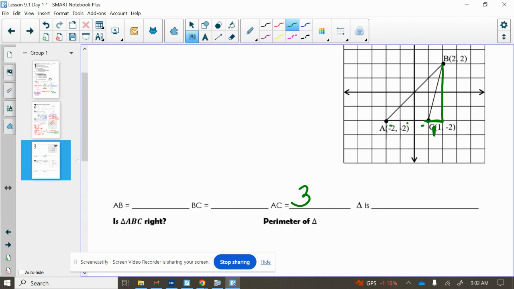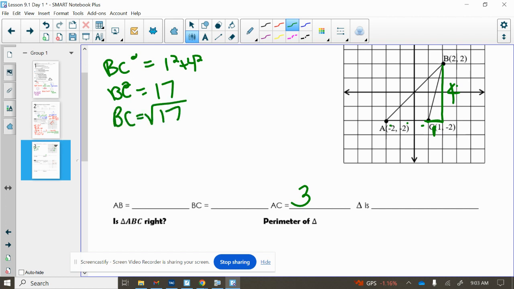Given this would be a side length of 1, this is a side length of 4. So from B to C, that's my hypotenuse, BC squared is going to equal 1 squared plus 4 squared. So 1 squared is 1, 4 squared is 16. So BC squared is 17. So the square root of 17 is going to be the length of that side, aka about 4.1. So this is my side, B to C, square root of 17, or about 4.1.